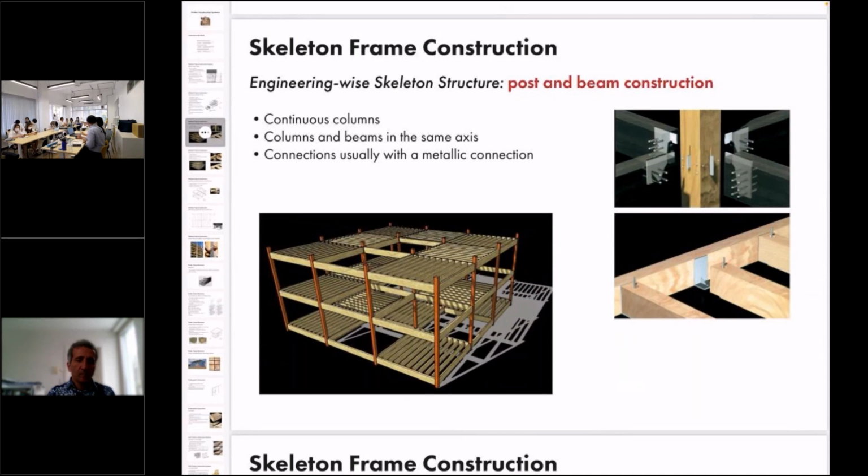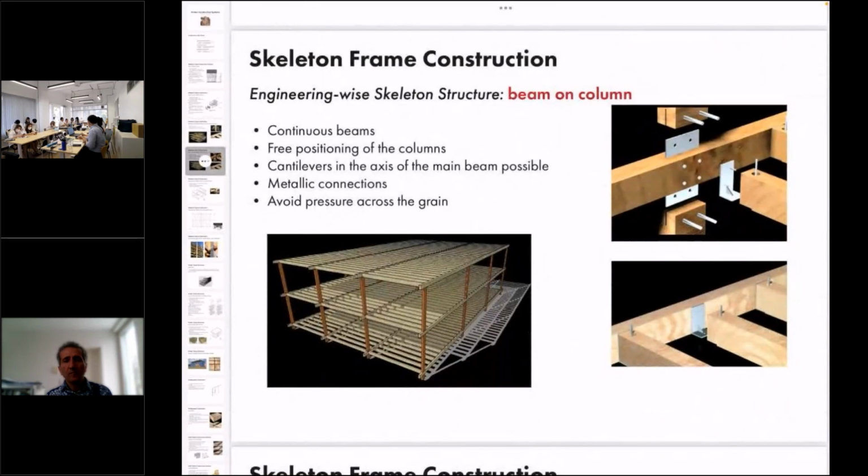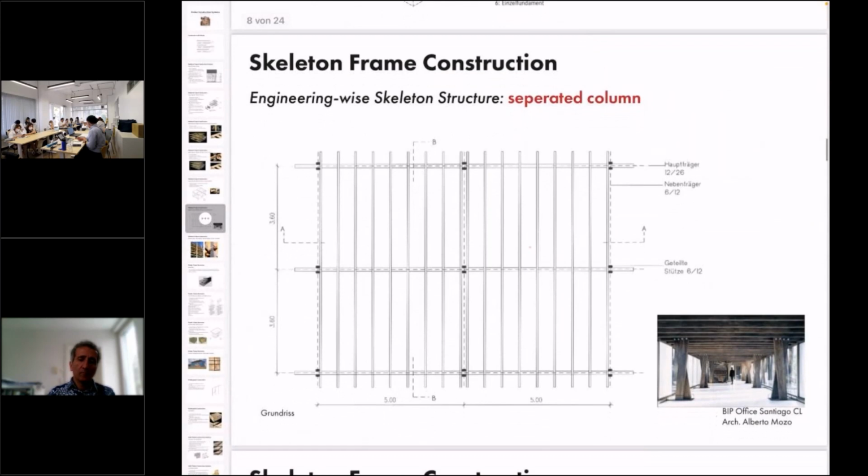This system has continuous columns, and the columns and beams are in the same axis. Beam on column. This system has continuous beams, free positioning of the columns, and the cantilevers are in the axis of the main beam possible. And also separated beams. This system has continuous beams and continuous columns. Cantilevers are possible in both directions. There are also separated column systems.